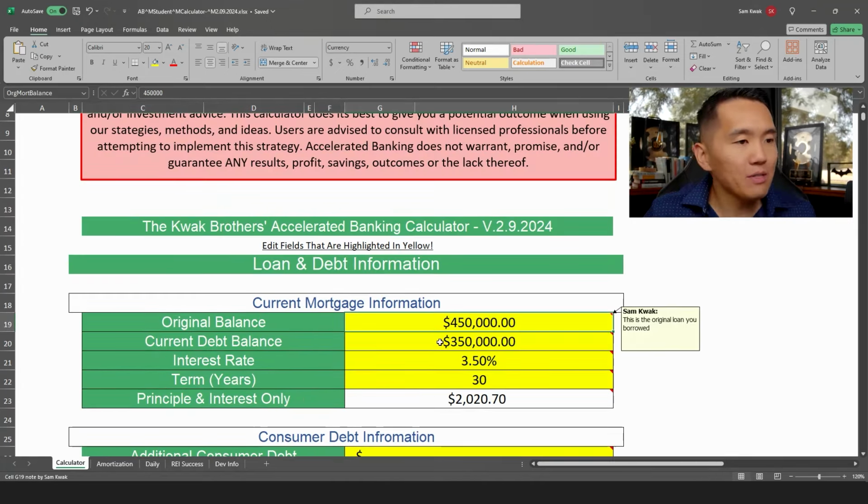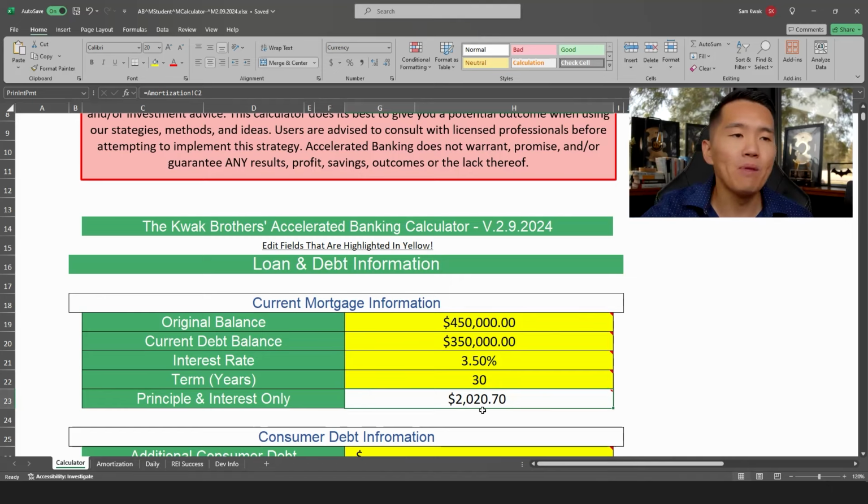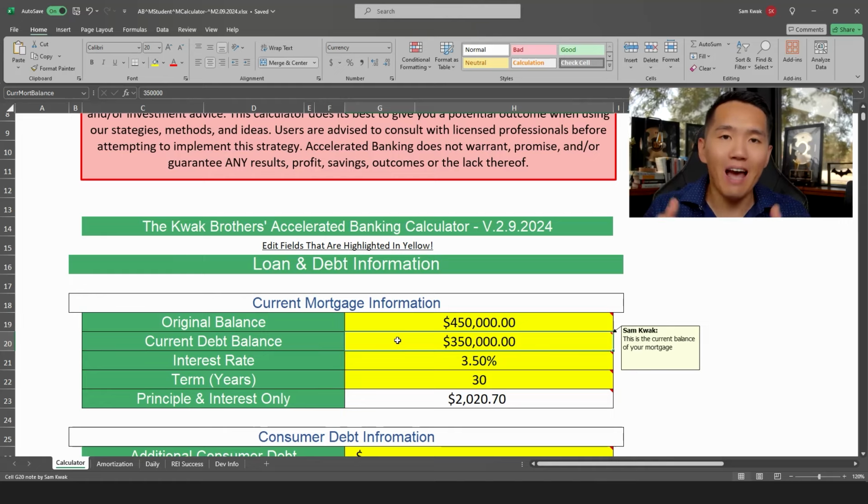At the top, we're going to start with the original balance of the mortgage. The calculator needs this to automatically calculate the principal and interest. It needs a starting point. The original balance is basically the balance that you started out with when you closed on the loan or when you last refinanced. The current balance is what the mortgage balance is as of today. So if you spent the last 2-3 years paying down your mortgage, obviously your current debt balance is going to be different than your original balance as depicted right here.